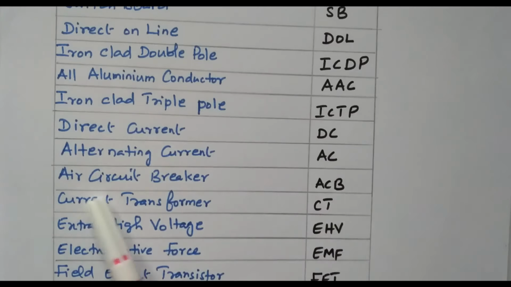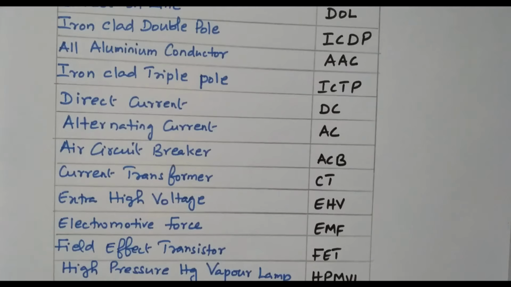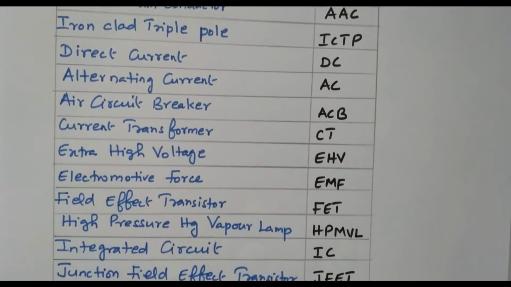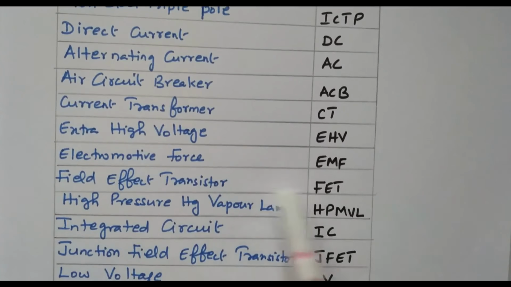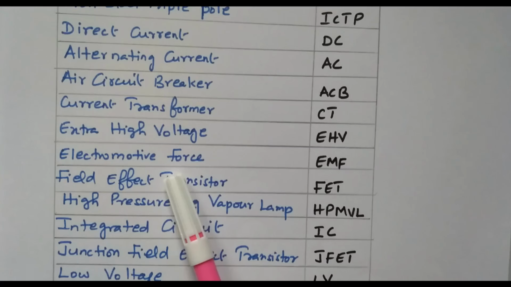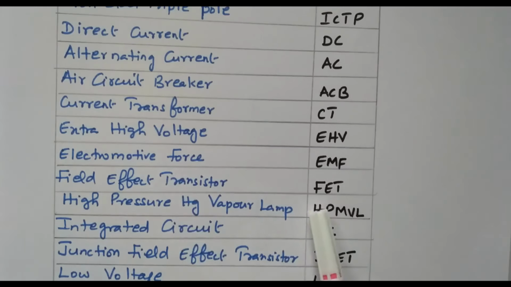ACB means air circuit breaker. We already discussed oil circuit breaker. This is an air circuit breaker. CT refers to current transformer. EHV means extra high voltage. High voltage is already available. Extra high voltage means a greater amount of voltage. Then EMF. EMF refers to electromotive force. In electrical we have EMF. Similarly for magnetic circuit we have MMF. Then FET means field effect transistor.